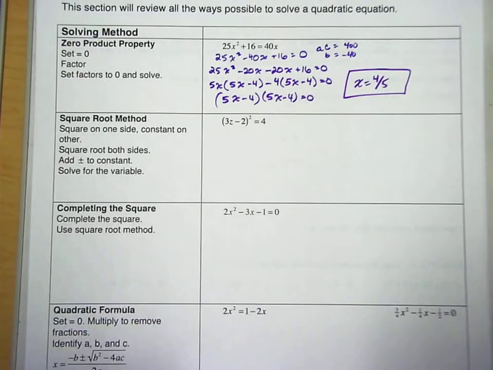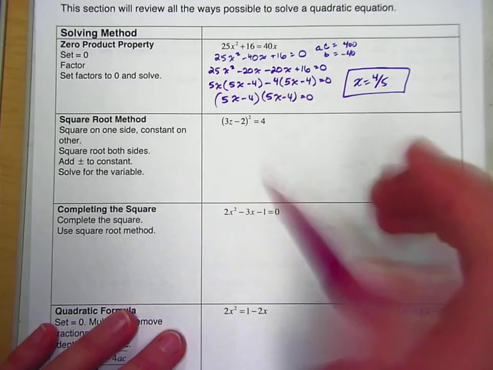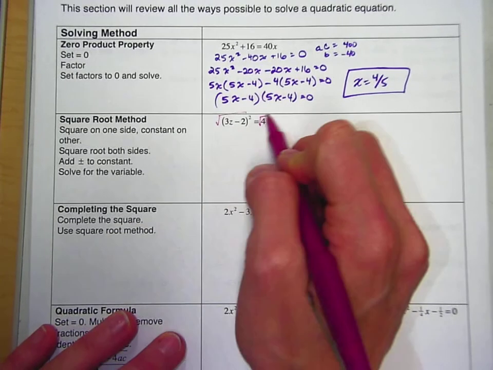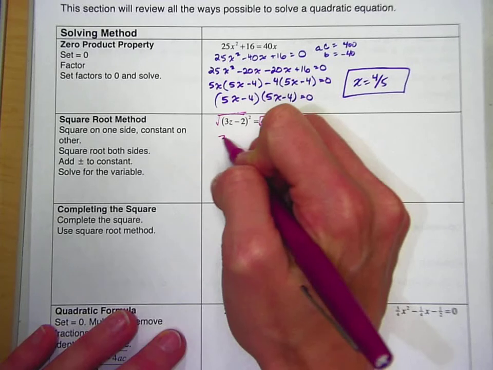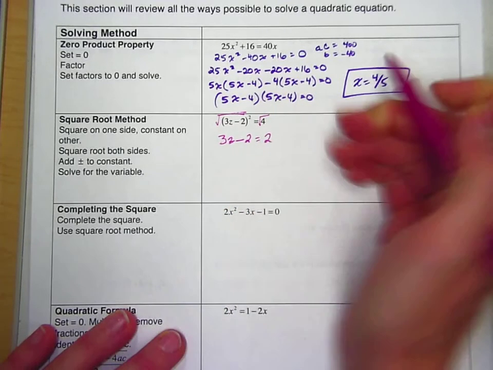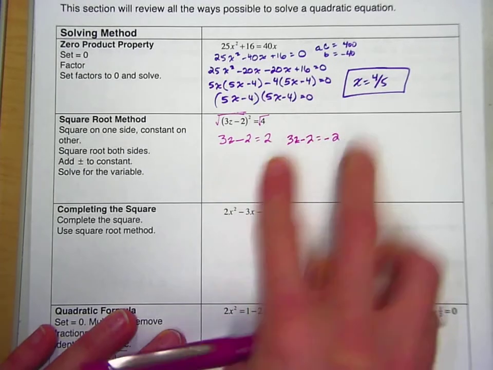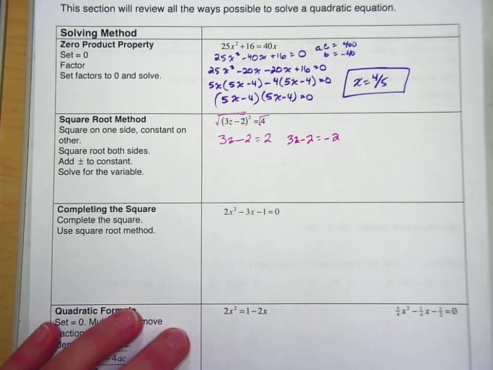All right, for the next one, the square root method, you're solving by extracting the roots, and it's really a shortcut method for the difference of squares. So you need to be careful, because when you take the square root of both sides, you do need to remember that 3z minus 2 equals not just 2, but it also equals negative 2. Okay, so there's two possible answers there.